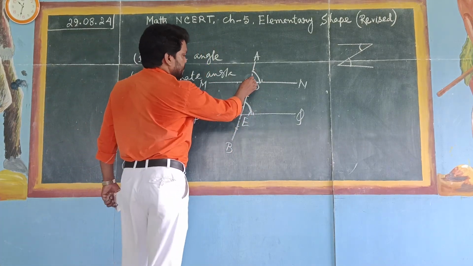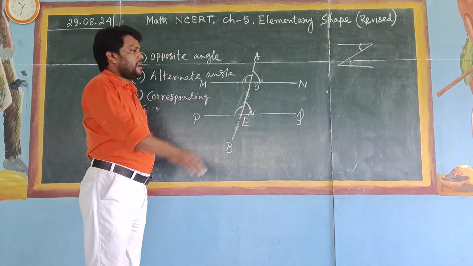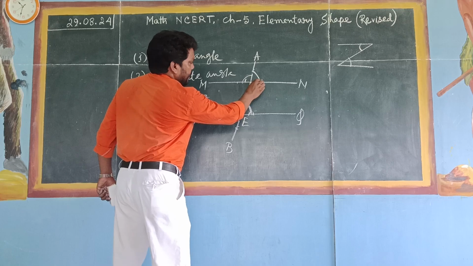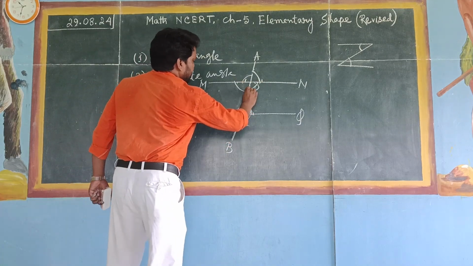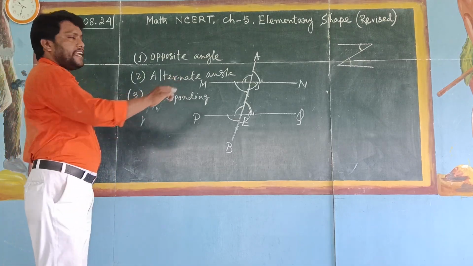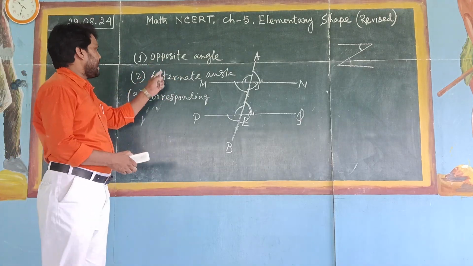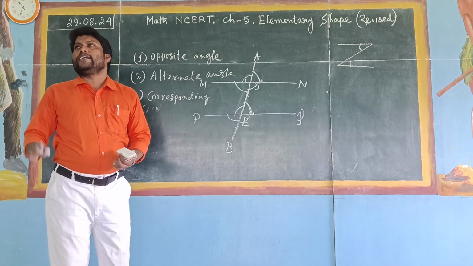Next, on the opposite side, this angle is corresponding to that angle. There are also other angles. This angle is corresponding to that angle. This angle is corresponding to that angle. Okay? So, corresponding angles are equal. Opposite angles are equal. Alternate angles are always equal.